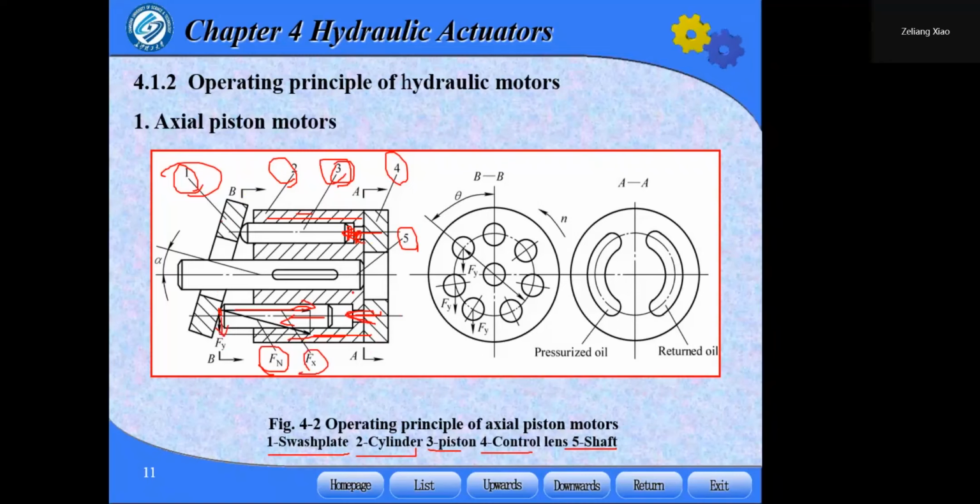In the x direction, the force equals the pressure force of the oil, and in the other direction this force can make the shaft rotate. So this is the axial piston motor. This is the operating principle of the axial piston motor.